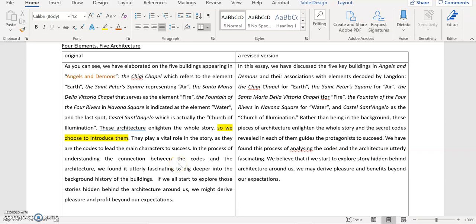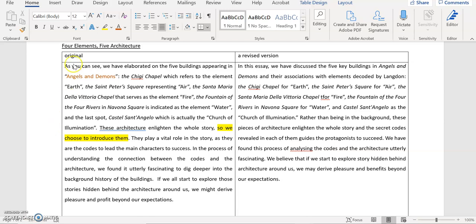Okay, here comes the fourth example. This example, once again, is a concluding paragraph. It's from the essay called 4 Elements, 5 Architecture, inspired by Dan Brown's book Angels and Demons. Let's have a look at the original. As you can see, we have elaborated on the 5 buildings appearing in Angels and Demons.